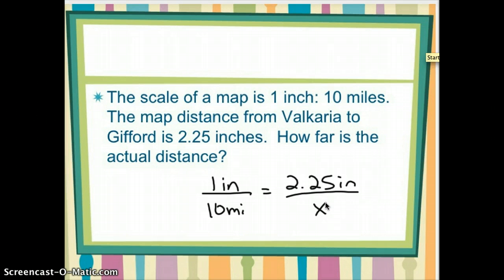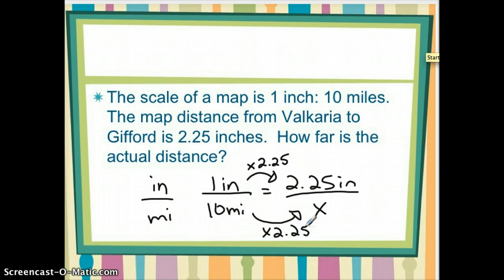Okay, it's always important when you're lining up your proportions that you make sure the same measure goes on the top and the bottom. So we're doing inches over miles. We don't want to flip it. That would get us confused. So I look here, to get from 1 inch to 2.25 inches, I'm multiplying by 2.25. So to get from 10 miles to x, I could also multiply by 2.25. And 10 times 2.25 is 22.5. And this answer is going to be in miles.